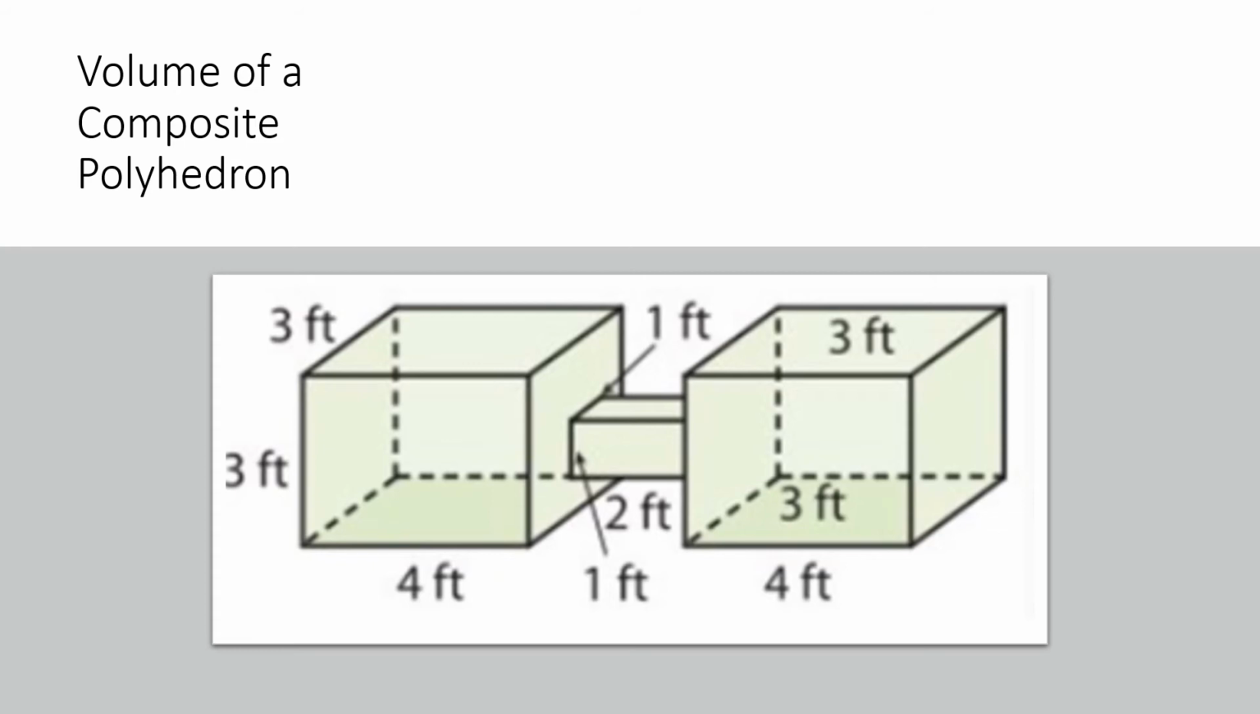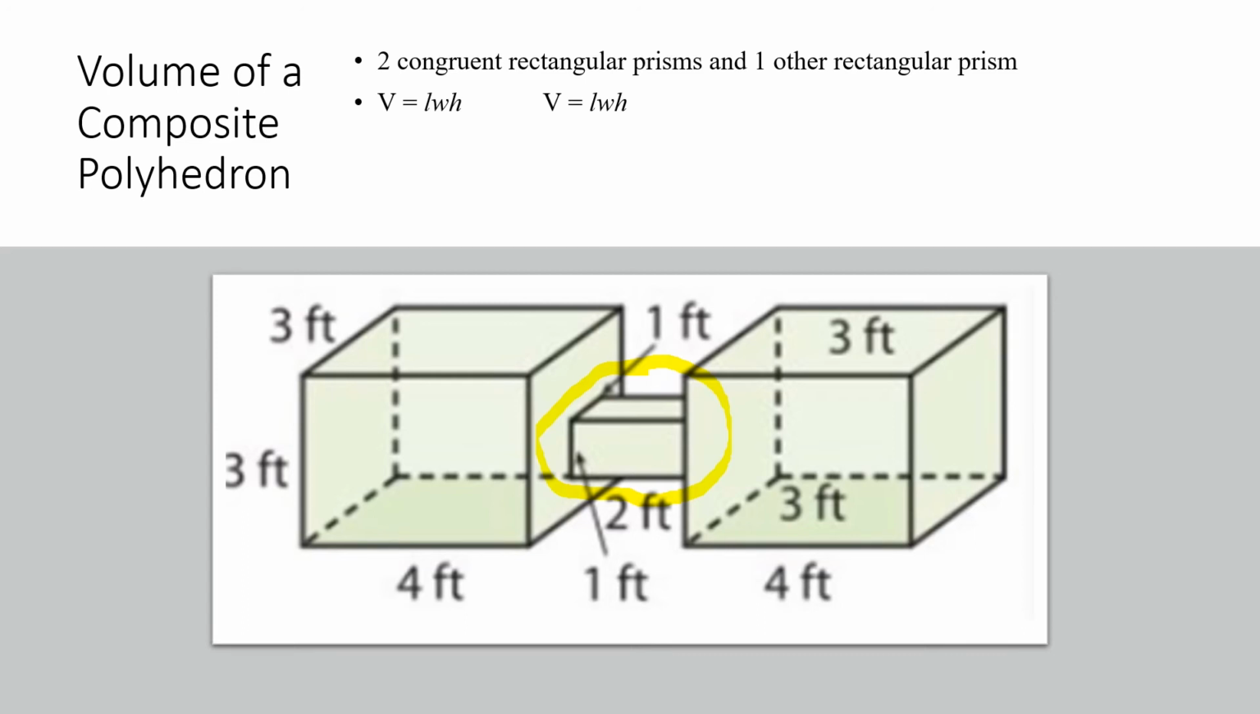The first thing I'm going to notice is that the rectangular prisms on the left and the right are congruent. And then I have one small different rectangular prism here in the middle. I like the idea that these are all rectangular prisms because I'm only going to use one formula for this whole problem. So again, I've got two congruent rectangular prisms and one other rectangular prism in the middle, so I've got to really do two different problems here.